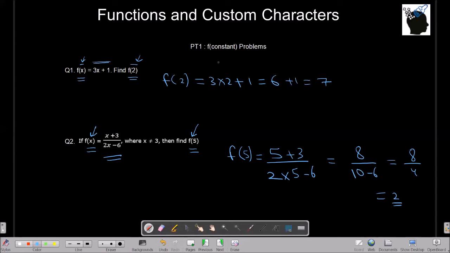So remember, whenever we have to solve f of constant problems, we just need to see what is inside the bracket in the definition of the function and what is asked to us. Whatever is the value you're looking for, replace that value with x on the right hand side. Let's try a couple of more problems.